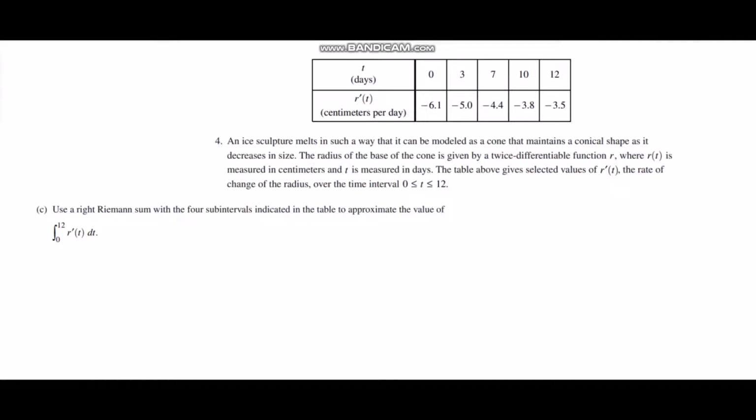For part C, we have to use a right Riemann sum with the 4 subintervals indicated by this table to approximate the value of this integral right here. To do that, we're going to take the difference in these two and multiply it by this. And then we're going to take the difference in these two, and multiply it with this.